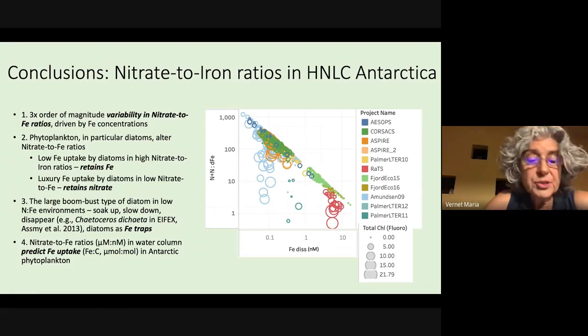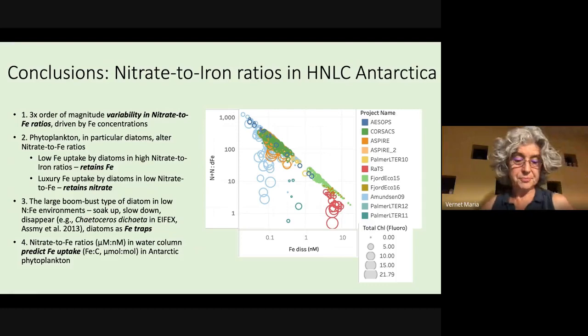So our initial question of nitrate to iron ratios predicting iron uptake, we can say yes. And this gives us a new tool to now understand iron limitation in the Southern Ocean. Thank you very much.